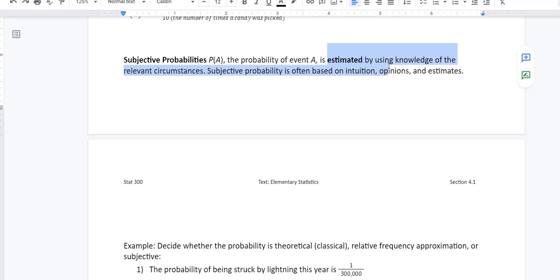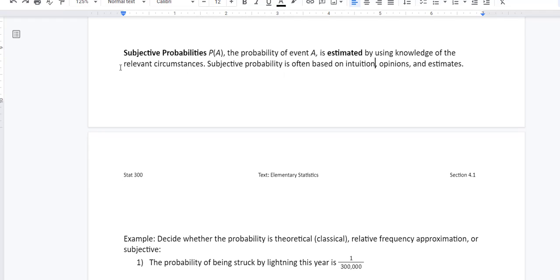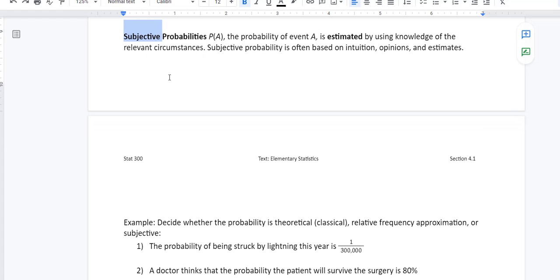It's a probability that is estimated by using knowledge of relevant circumstances. So based on a guess or intuition or opinion, we can estimate that there's not likely going to be a second date. So when you say things are likely or not likely, you're talking about probability. So I will probably say the probability of having a second date will be 0. But again, that is subjective probability because I'm just basing it on opinion or intuition or relevant circumstances.